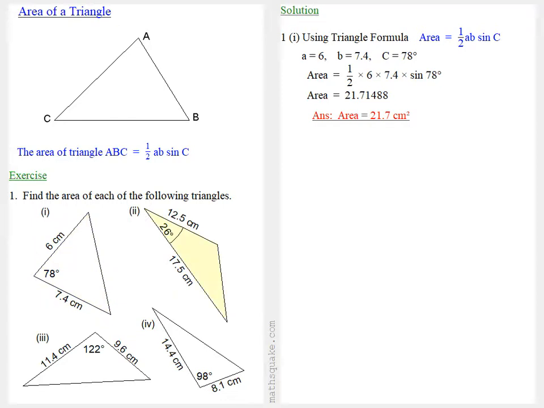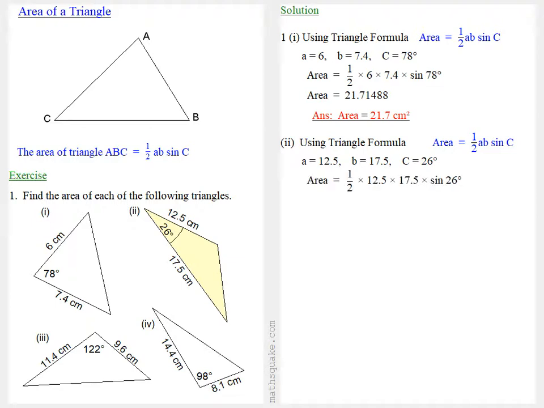In question 2, we have a triangle with sides 12.5, 17.5 centimetres and an angle of 26 degrees. So if we want to find its area, we use area is a half ab sine C, where a is 12.5, b is 17.5 and C is 26 degrees. So the area is a half times 12.5 times 17.5 times the sine of 26, which if we put it into a calculator gives 47.94685. So rounding it off, we have the area is 47.9 square centimetres.